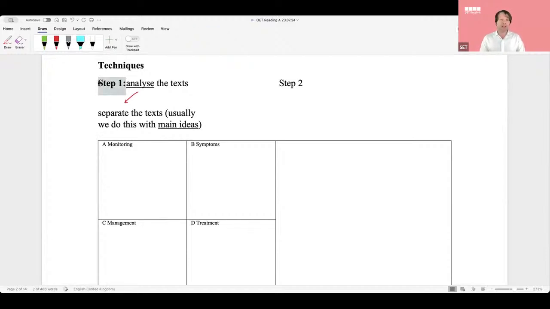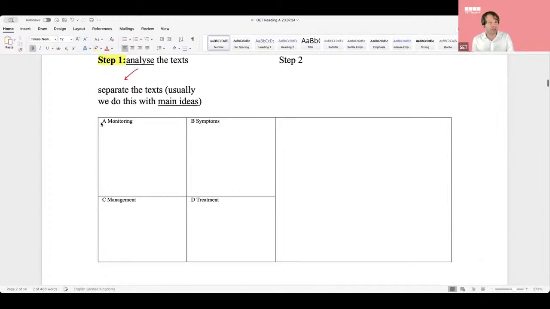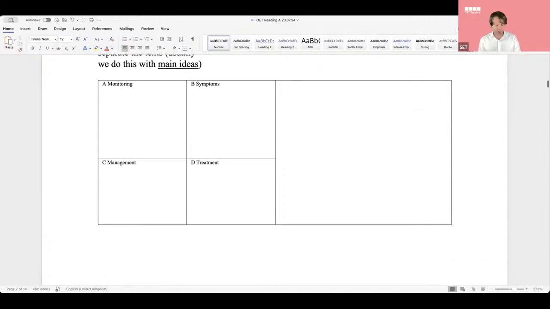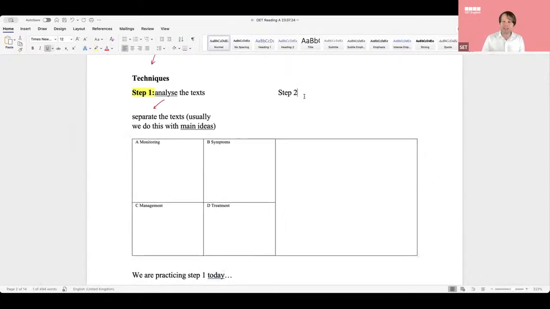Okay, so that's step one. This is what we will practice today. We are practicing step one, but I just want to quickly give you an overview. Tomorrow, we're going to do a test, and the test is really more about step two.